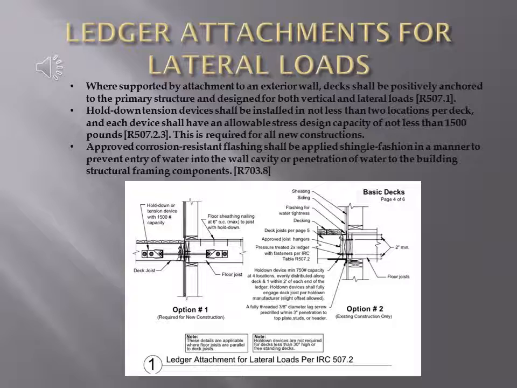Decks shall be positively anchored to the primary structure and designed for both vertical and lateral loads, R507.1. Hold-down tension devices shall be installed in not less than 2 locations per deck, and each device shall have an allowable stress design capacity of not less than 1,500 pounds, R507.2.3. This is required for all new construction.